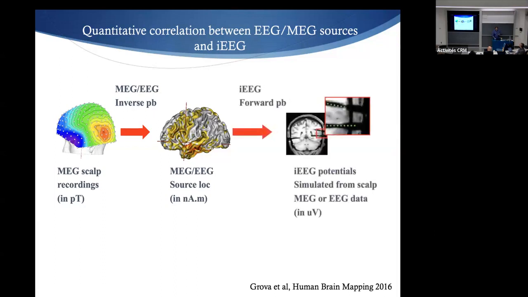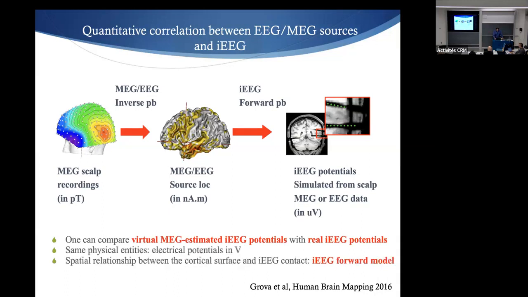And to do that, we applied an SEEG forward problem. So in a way, we are measuring MEG in picotesla, reconstructing source in nanoampere meter, and then applying an SEEG forward problem. So we estimated virtual intracranial EEG potential in microvolt that we can compare with the real one. These are not simultaneous recordings, but these are similar measures. So we can now compare our virtual estimated potentials with the real one, and they have the same physical entities.